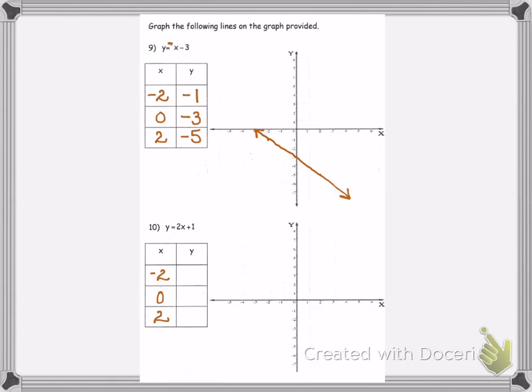So here's my filled in chart for example 9 and my graph. Go ahead and check with yours. And then go ahead and check example 10, my chart filled in, and then my graph.